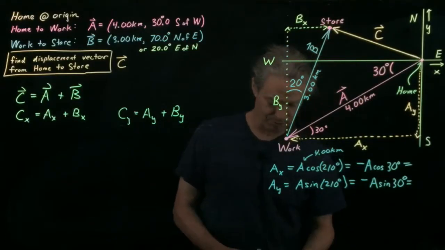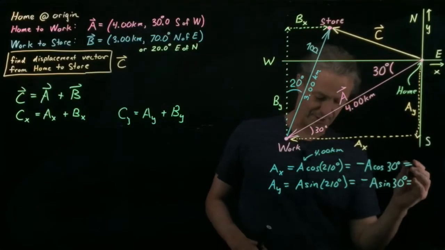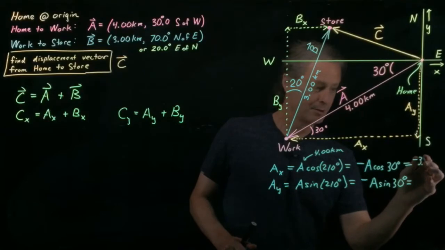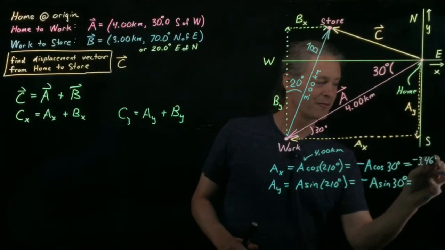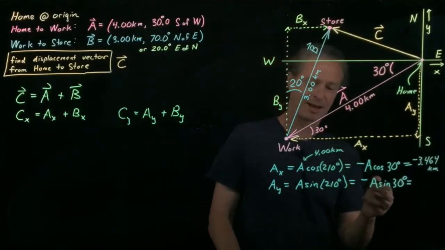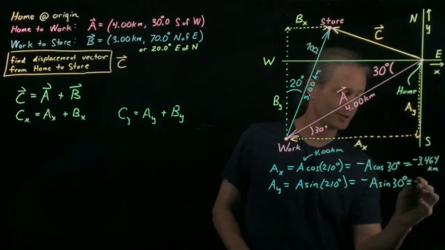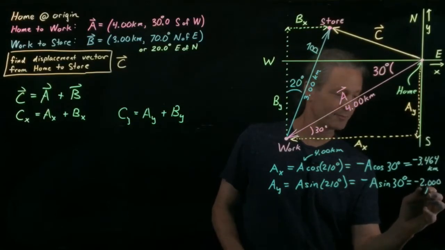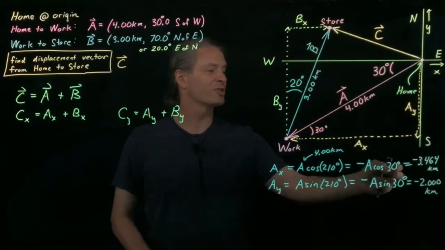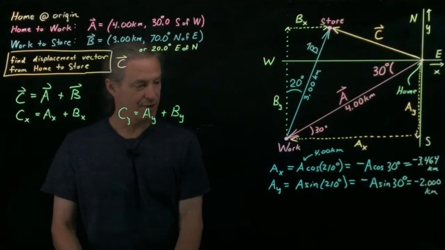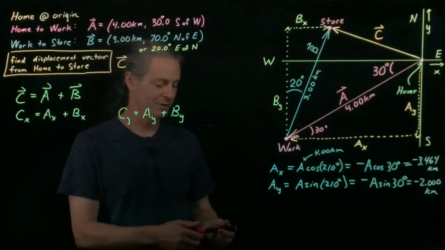Those come out to, I'll just put them in right here, minus 3.464 kilometers. And this one here, sine of 30 degrees, is a half. So we've got, for this one, minus 2.000 kilometers. And I'm just keeping an extra figure for now. Great. All right, we can do the same thing for the x and y components of vector B.